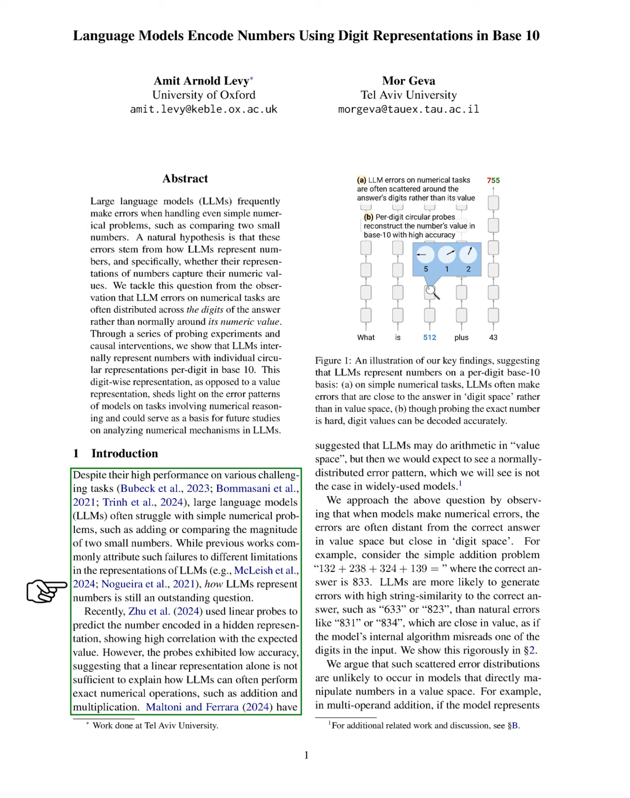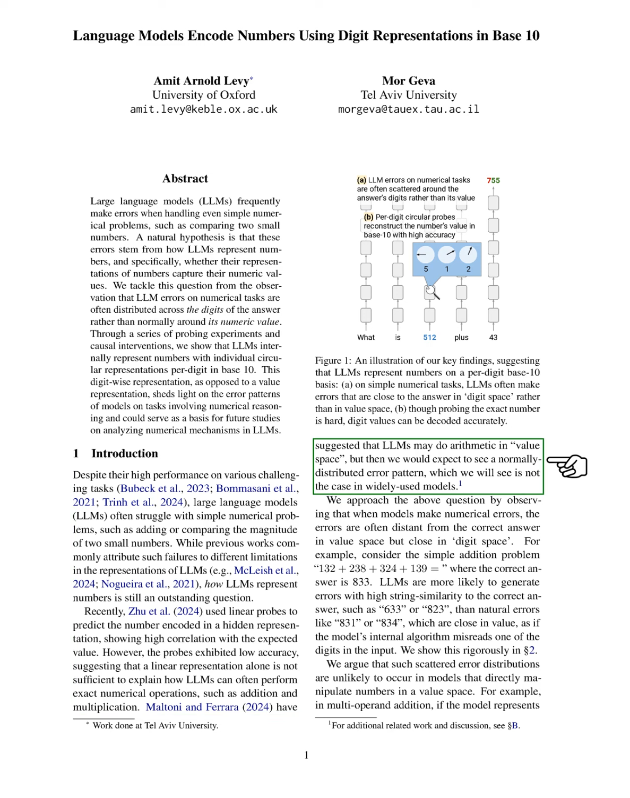Recent studies using linear probes to predict numbers from hidden representations showed a strong correlation with expected values, but the accuracy was low. This indicates that a simple linear representation does not fully explain how LLMs can perform exact arithmetic operations. We propose that LLMs might operate in a value space for arithmetic, but if that were true, we would expect a normal distribution of errors, which we do not observe in popular models.